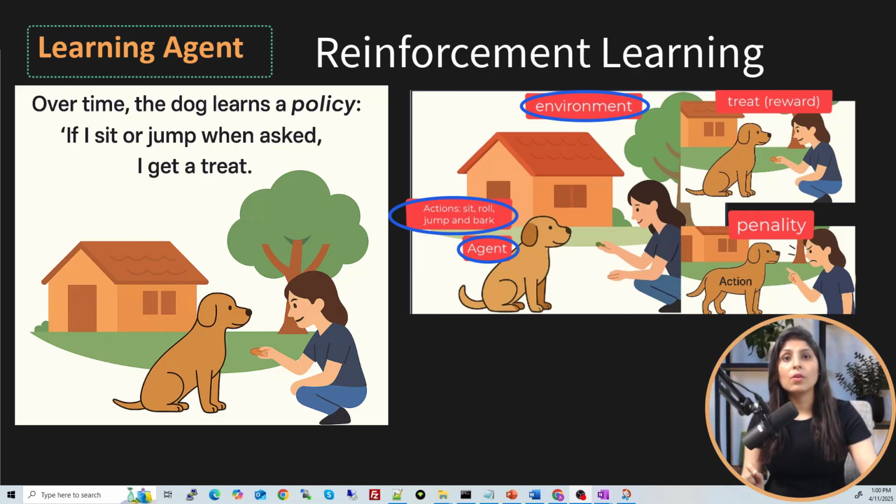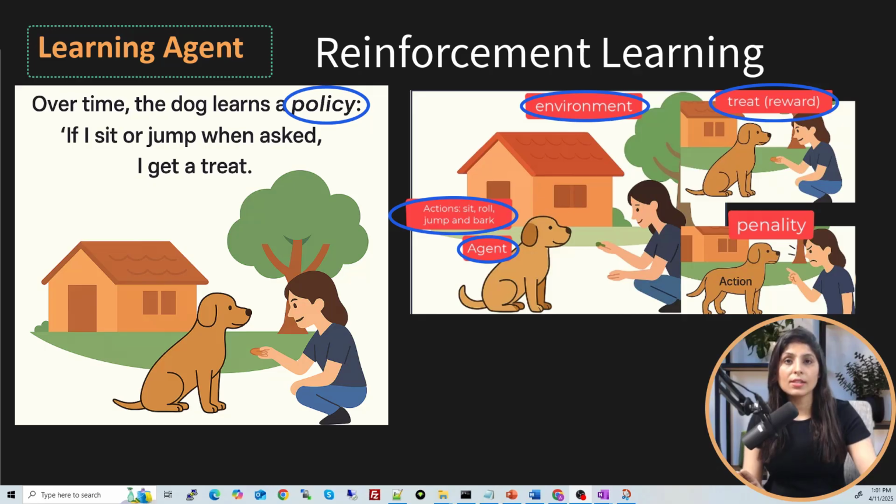And then we talked about reward. Reward means it's like a feedback. If your agent is working well, it will get a treat. If it is not working well, if it is performing badly, then it will get a penalty, right? So this is what reward is. Then we talked about policy. Policy means the agent's strategy or behavior that it learns over time. So these are a few important concepts of reinforcement learning, and we will understand all of these concepts one by one.